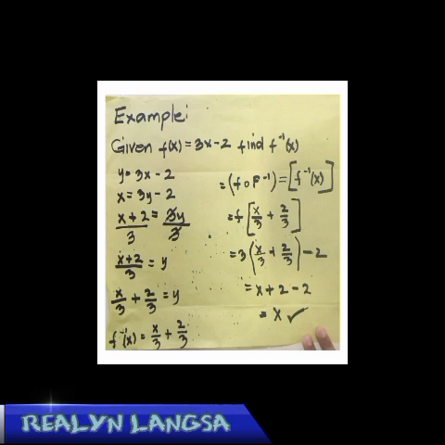Now, to check if our answer is true, we must use this formula: f of f raised to negative 1 of x equals x. So we have f of the quantity x over 3 plus 2 over 3, then 3 times the quantity x over 3 plus 2 over 3, quantity minus 2. So we have x plus 2 minus 2, then our answer is x, which is correct.